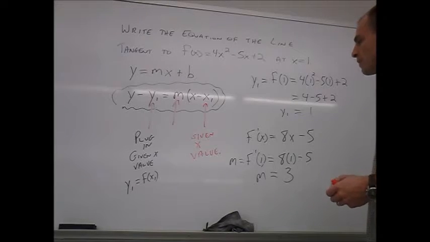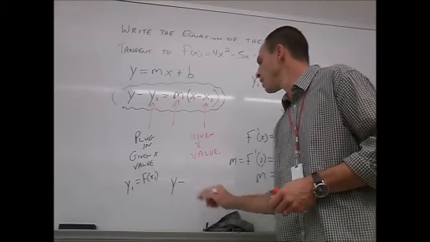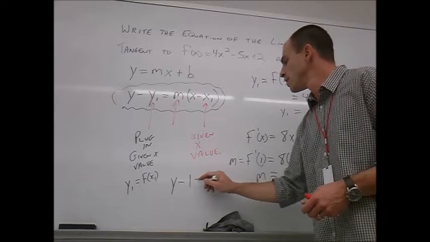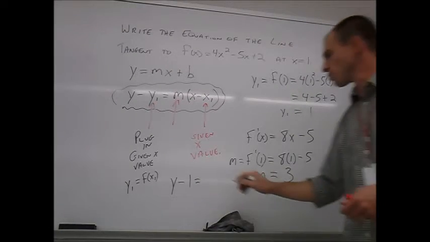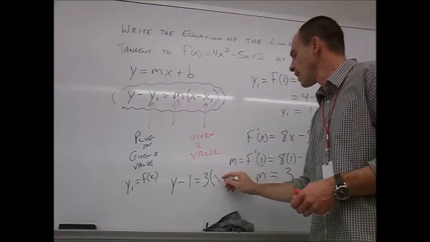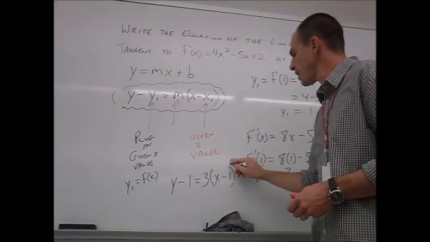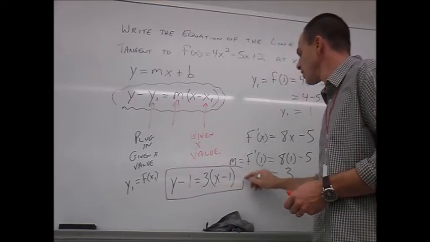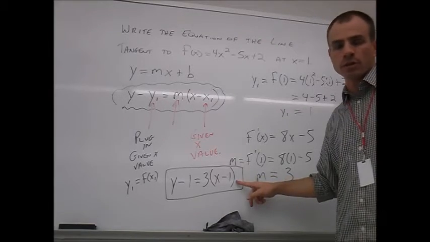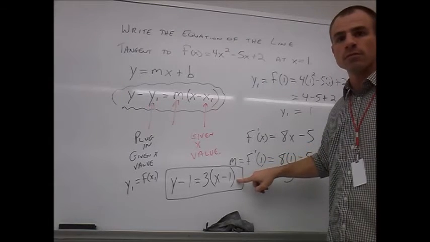Now we get to put everything together. So we go back to our form. We have y minus the value of y1, which we found to be 1. So y minus 1 equals m, which is 3, and then in parentheses, x minus x1, and the x1 value is also 1. And this box right here is the equation of our line. Now, it's not written in slope-intercept form, but we don't have to write it in slope-intercept form. Our charge was to write the equation. This is an equation. So we're done.